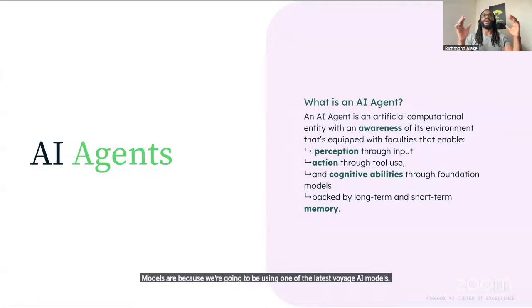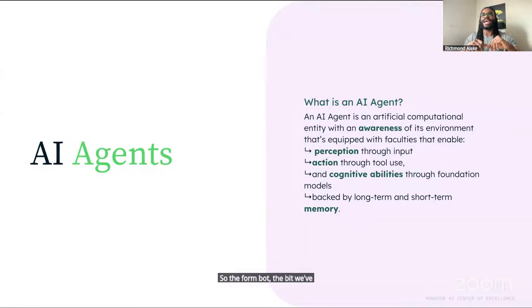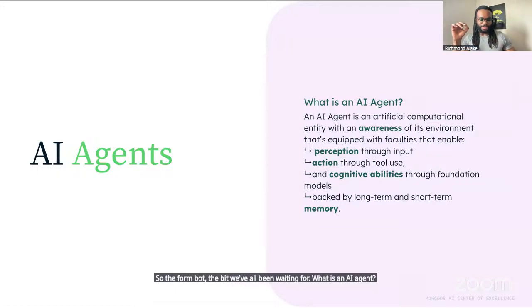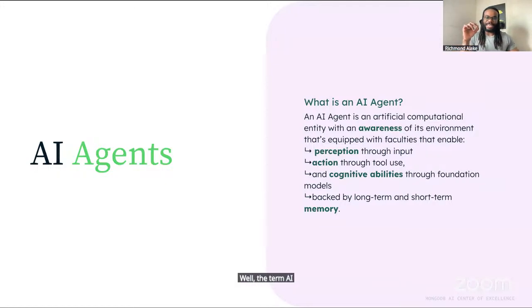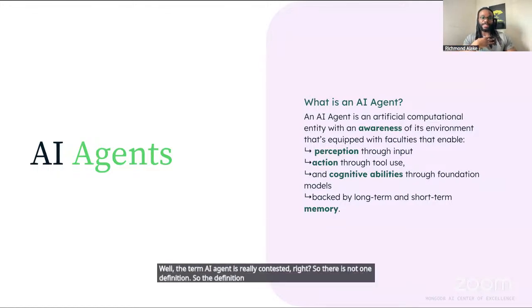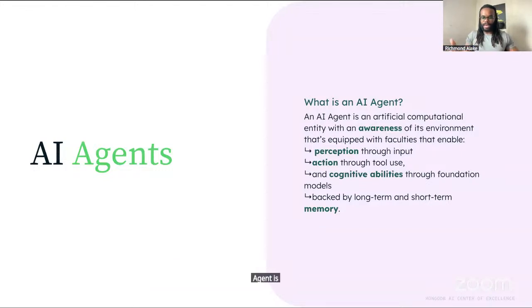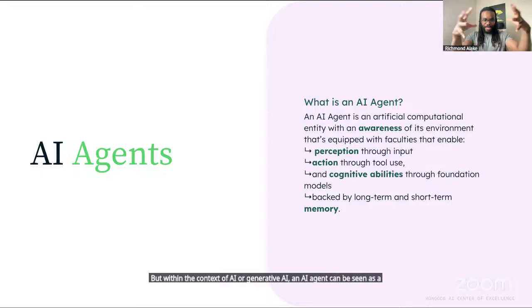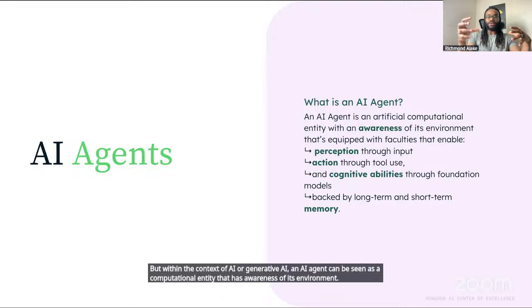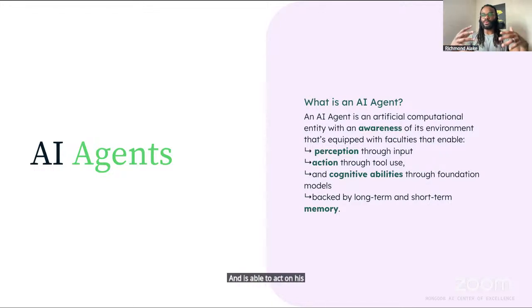So the fun part, the bit we've all been waiting for. What is an AI agent? Well, the term AI agent is really contested, right? There is not one definition. So the definition I give might not be the same as the definition that someone else might give. And to be honest, agent is a word that has existed for decades now. But within the context of AI or generative AI, an AI agent can be seen as a computational entity that has awareness of its environment and is able to act on its environment through tool use or take actions on it.